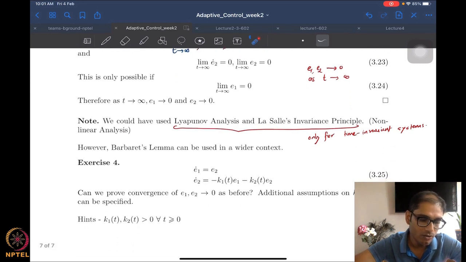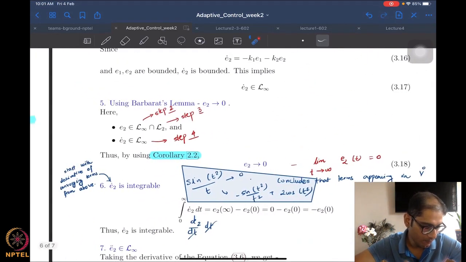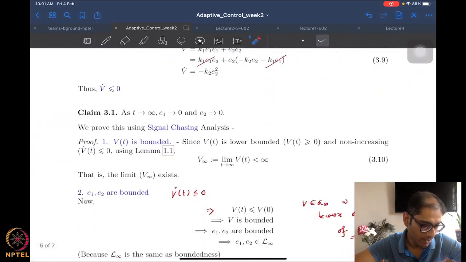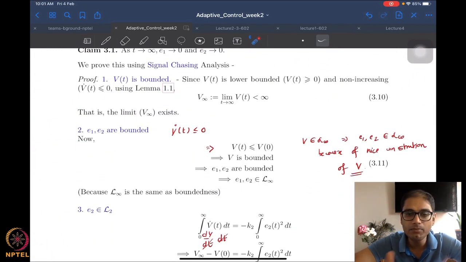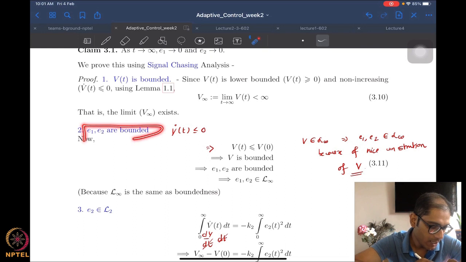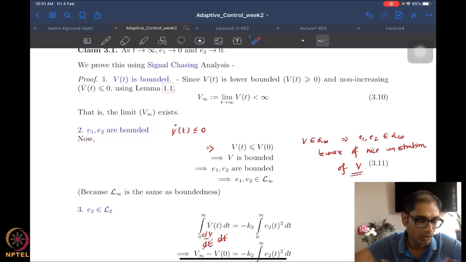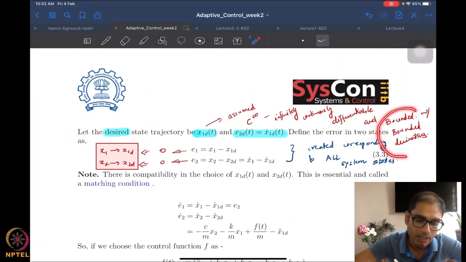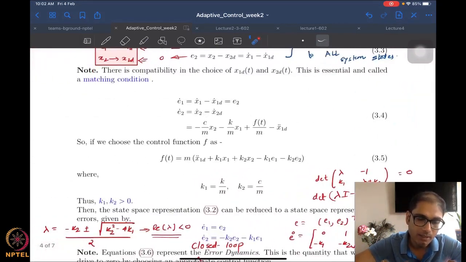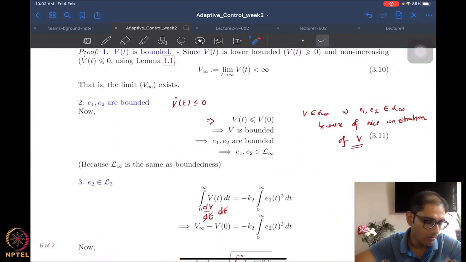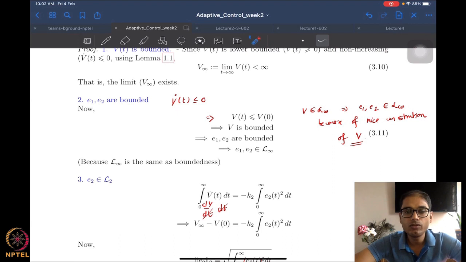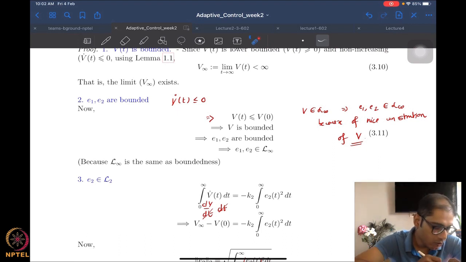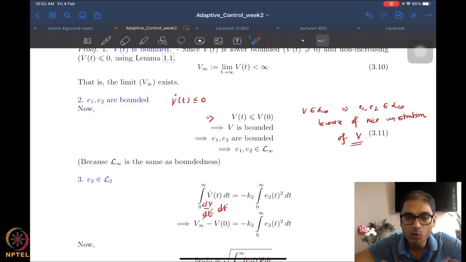See, one thing should be obvious to you already is that by step two here, I mean, it's not like we have got nothing beyond convergence. We did get something more than convergence. We're also saying that E1 and E2 remain bounded. So all the closed loop signals. Notice that the trajectories we chose were themselves bounded with bounded derivatives. So what does it mean? It means that if E1 and E2 are bounded, then X1 and X2 are also bounded. So we do have convergence from this, but we also prove that all our closed loop signals remain bounded.